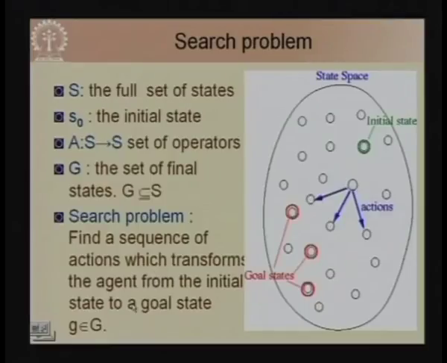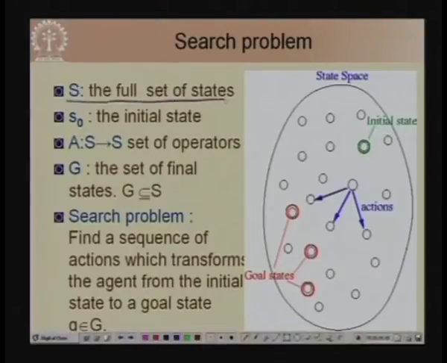Now, let us look at what constitutes a search problem. S is the set of states. S is the complete set of states. S0 is the initial state. S0 is a member of the set of states S. Suppose this is the representation of a state space and these circles here are the different states.